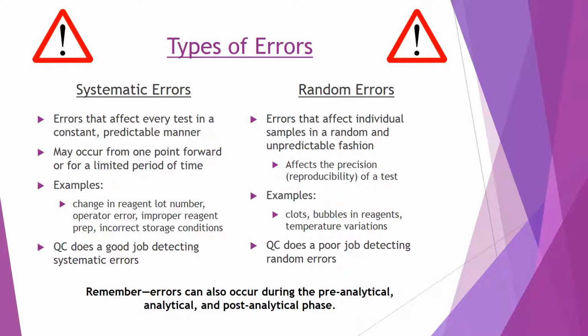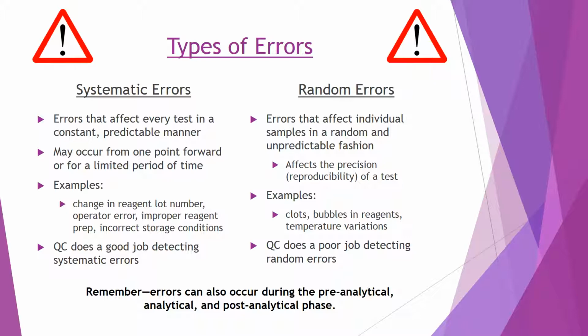Now, I'm sure that you have all encountered an error or two while running QC. There are two major types of errors that I want to talk about that can occur during testing: systematic errors and random errors. Systematic errors are those that affect every test in a constant, predictable manner. This might occur for a long period of time, or just a short, limited amount of time. Running QC does a good job of detecting these types of errors, because that error is going to happen to your controls as well as the samples, and that allows you to catch it.